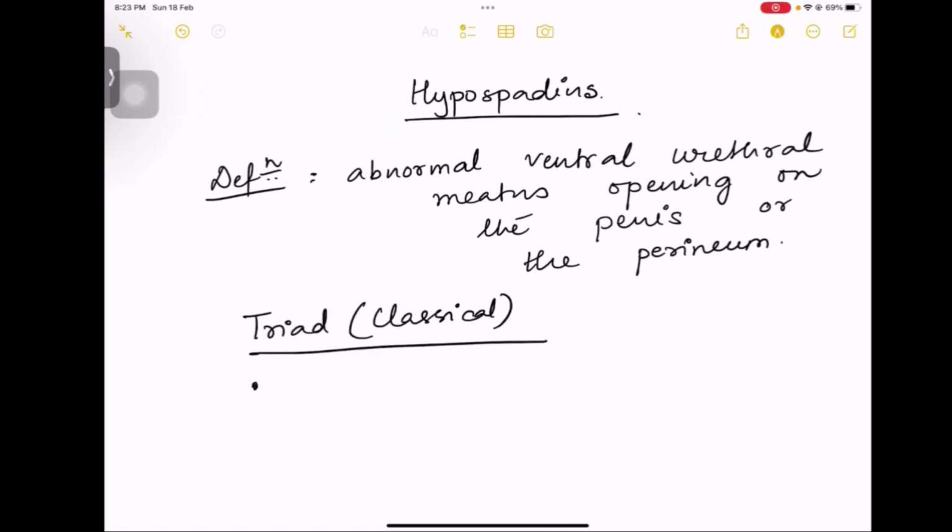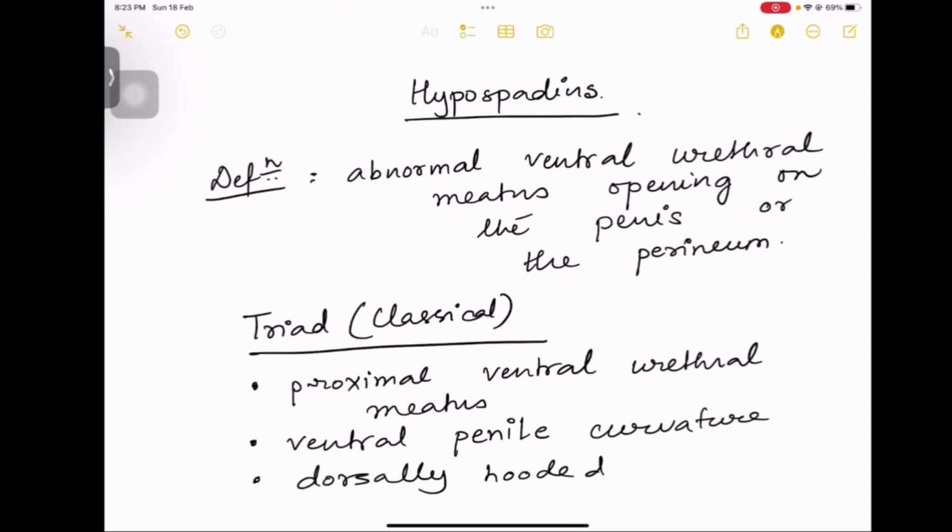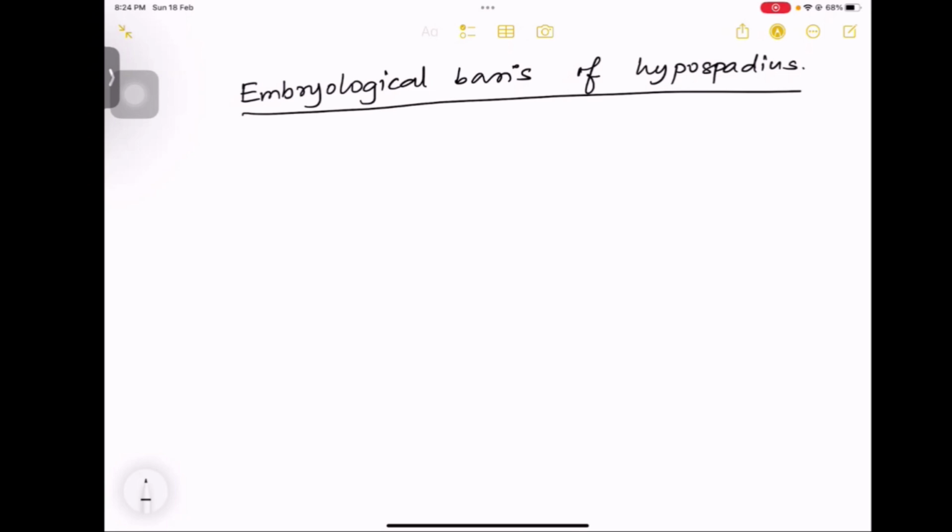So there's a classical triad of hypospadias which you should all remember. First, there is a proximal ventral urethral meatus. Second, the ventral penile curvature is what you can elicit properly. And third, there is a dorsally hooded prepuce. So एक ventral opening होता है, एक curvature होता है और एक hooded prepuce होता है.